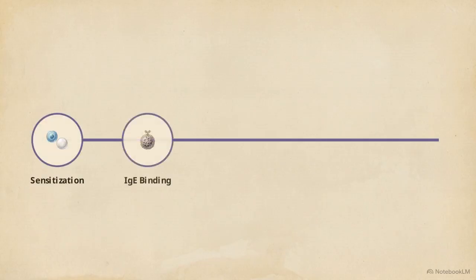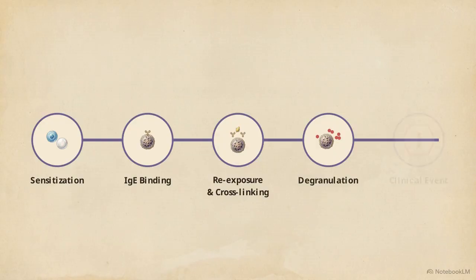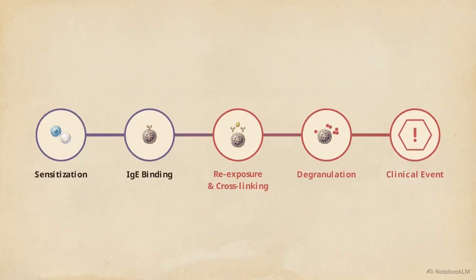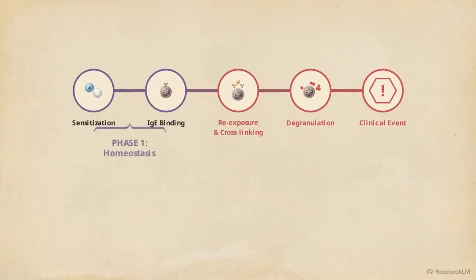To understand how the body manufactures this reaction and how we can medically intervene, we have to map the precise 5-step temporal progression from that initial silent exposure to the final explosive clinical event. The difference between routine barrier defense and a lethal anaphylactic reaction is dictated entirely by a strict 2-phase biological timeline.